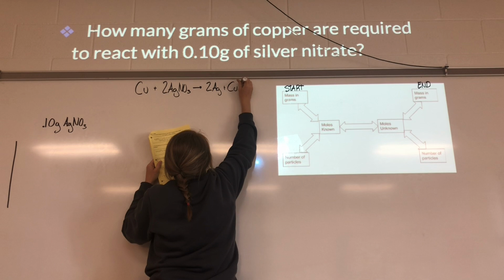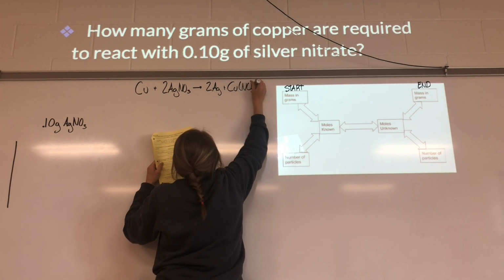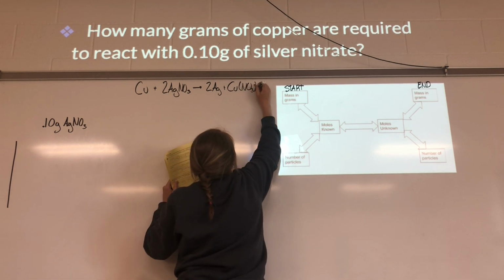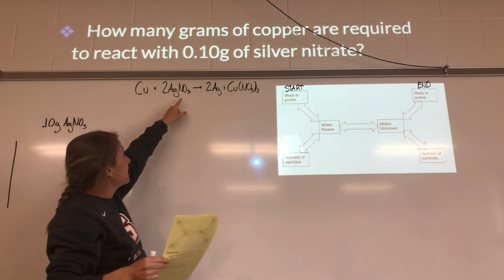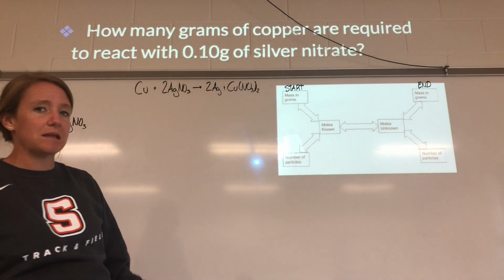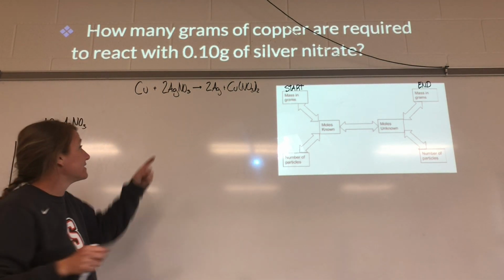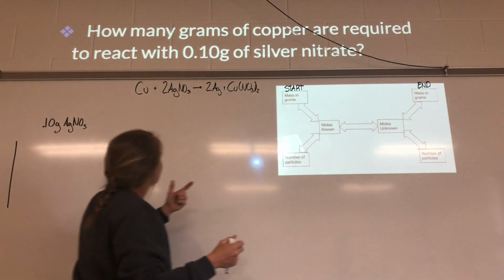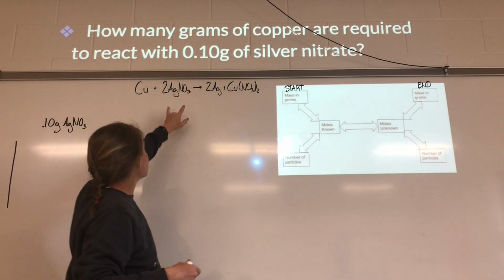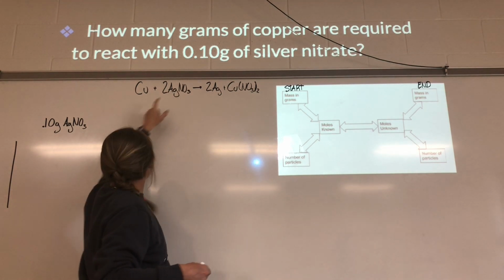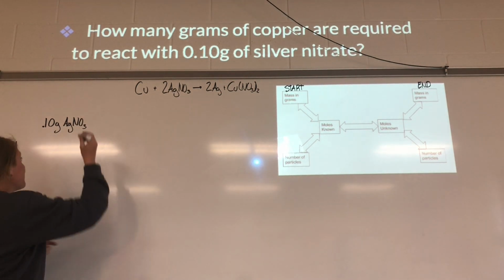Now, some people might have been asking, how did I know that silver nitrate was AgNO3? And that goes back to our naming unit. But you also kind of have the shortcut of it's something in here. And so the one that has silver and nitrate together is that formula. Okay? All right, so first step.